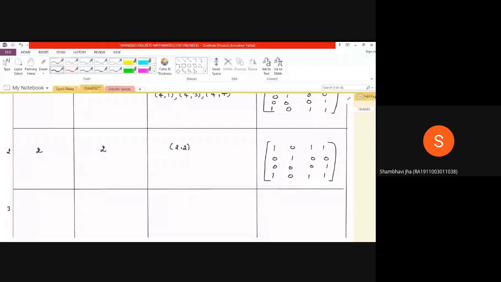One. Only 1. Come to column number 3. Column number 3: 1, 4, right? Yes, sir, 1, 1, 4. Then come to row number 3.